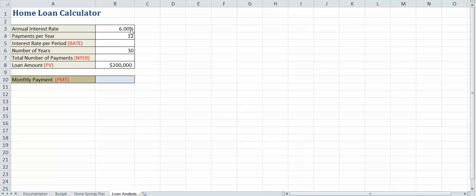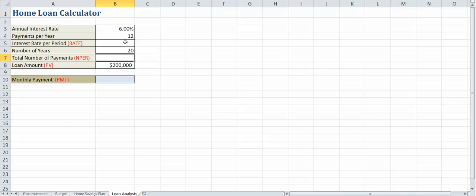I filled in the annual percent interest rate, or the annual percentage rate, the payments per year, the number of years that they're planning to do the loan, and I think I need to change that to 20 for this first part. And I also have the amount of money that they're going to borrow. So you'll see that some of these items have next to them in red lettering rate and NPER and PV and payment. Those represent the items that are the arguments in the payment function.